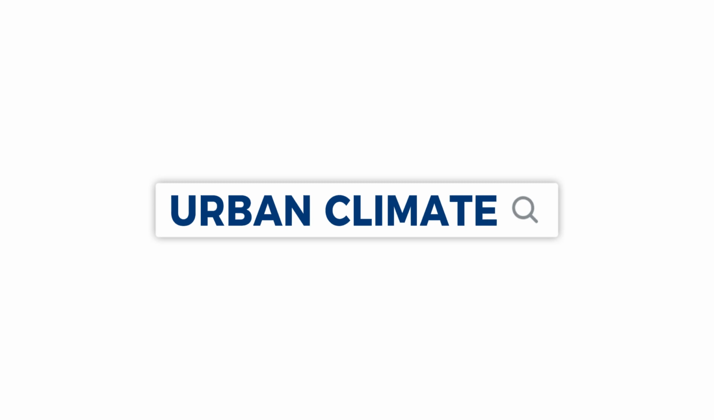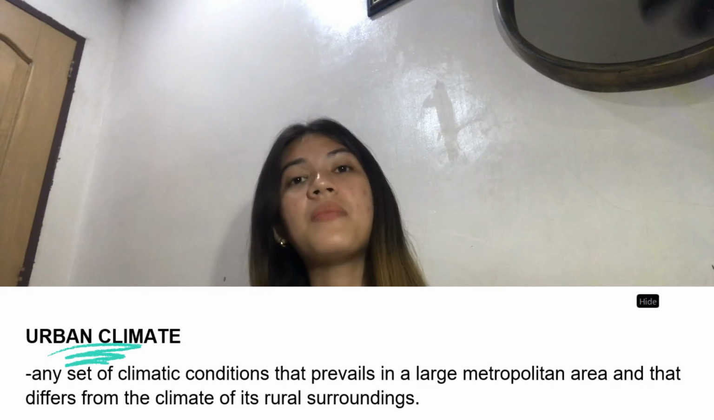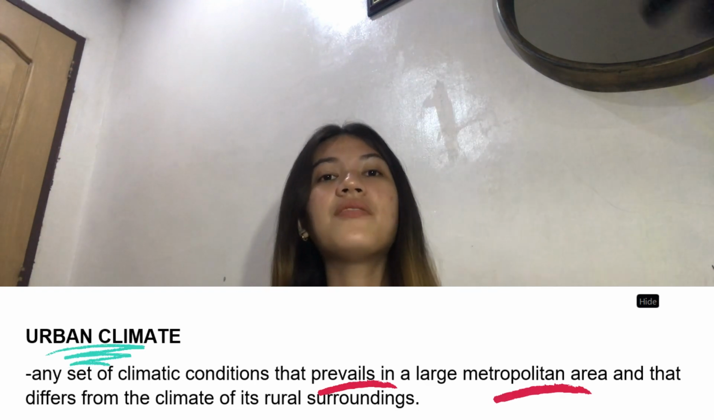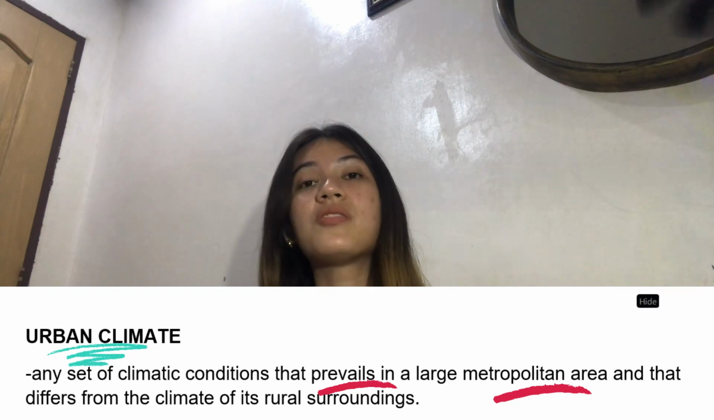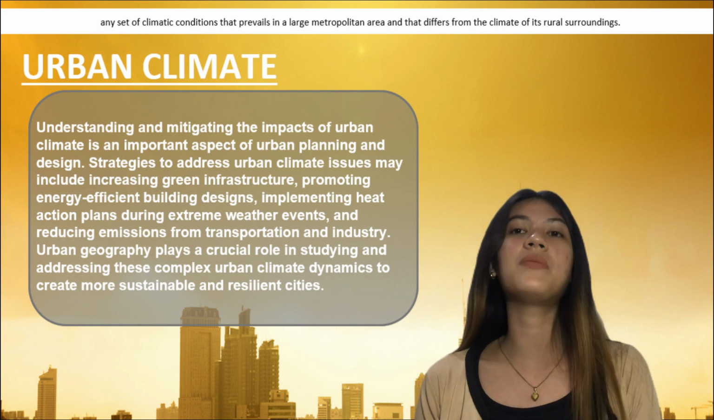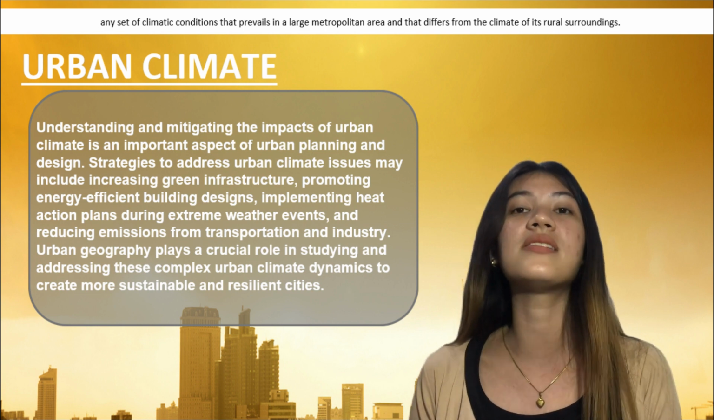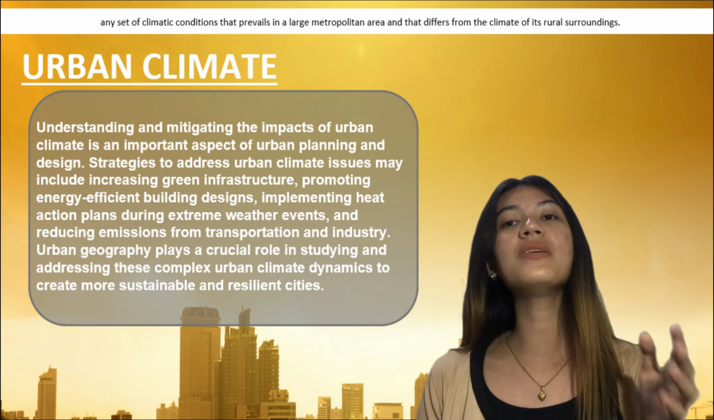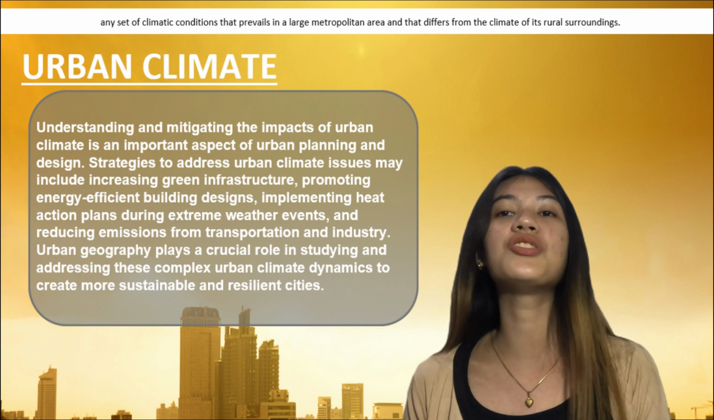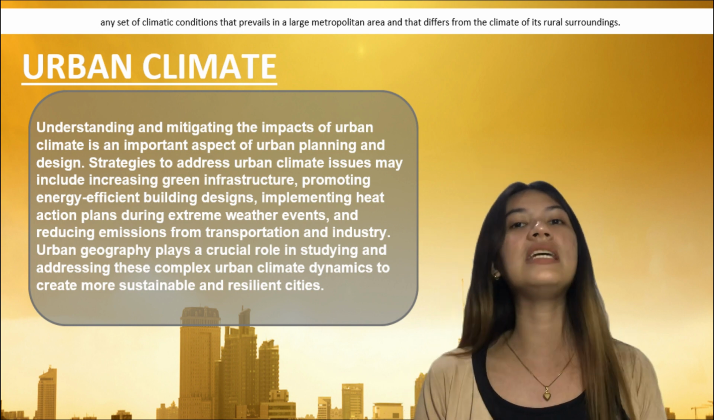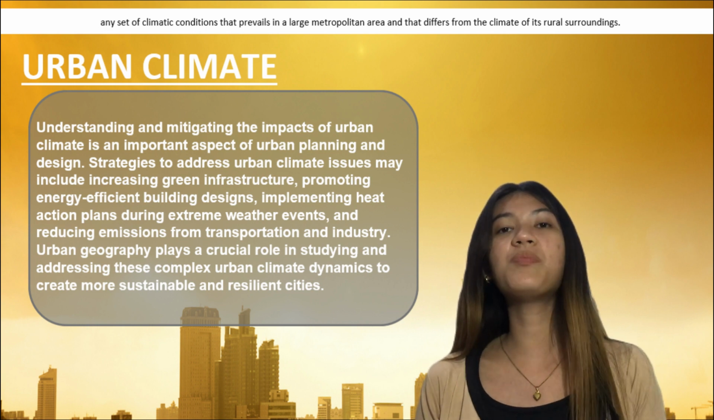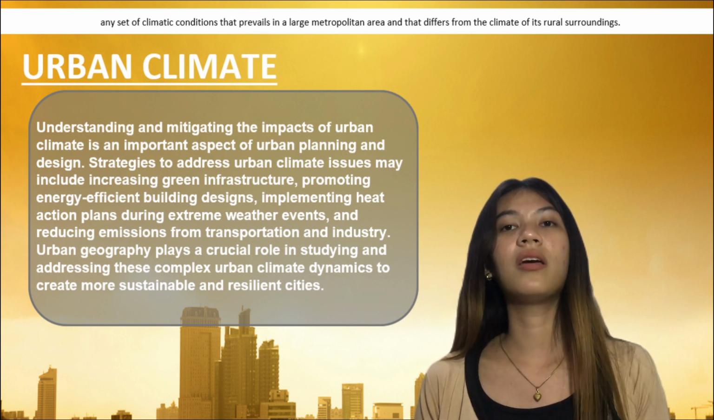Next is urban climate. Urban climate is any set of climatic conditions that prevails in a large metropolitan area and that differs from the climate of its rural surroundings. Understanding and mitigating the impacts of urban climate is an important aspect of urban planning and design. Strategies to address urban climate issues may include increasing green infrastructure, promoting energy efficient building designs, implementing heat action plans during extreme weather events, and reducing emissions from transportation and industry.